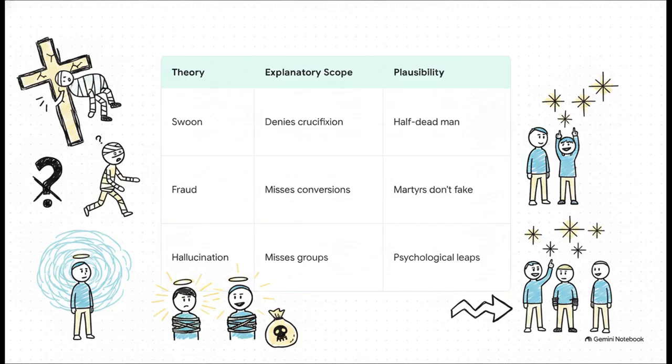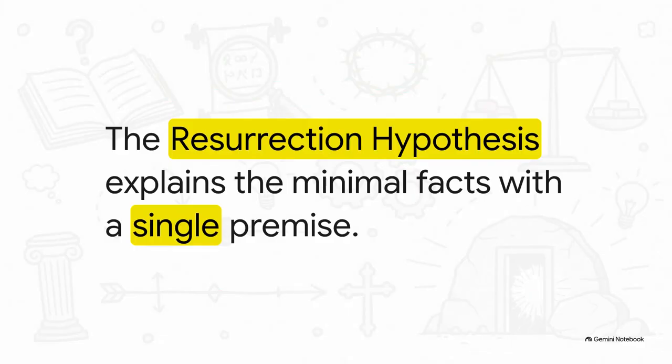Finally, the hallucination theory. This fails because hallucinations are individual, subjective events. They cannot explain multiple group sightings. It also requires massive, unevidenced psychological coincidences across different people who weren't even grieving, like Paul. So the crucial point here is that when evaluated strictly by standard historiographical criteria, the source argues that the resurrection hypothesis cleanly explains all the facts. It has the greatest explanatory scope and power, and relies on a single, less ad hoc premise, that God acted in history. For scholars using this method, it actually emerges as the superior historical inference.